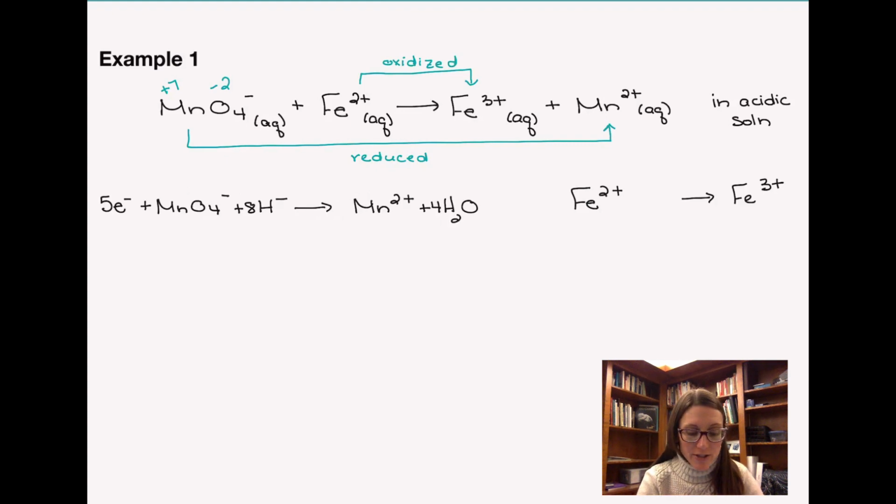Okay, my reduction half reaction has been balanced. It is good to go. Let's do the same for the oxidation one. This one's simpler. Iron is the only element present. It's already balanced. There's no hydrogen or oxygen, so all we need to do is balance the charge.